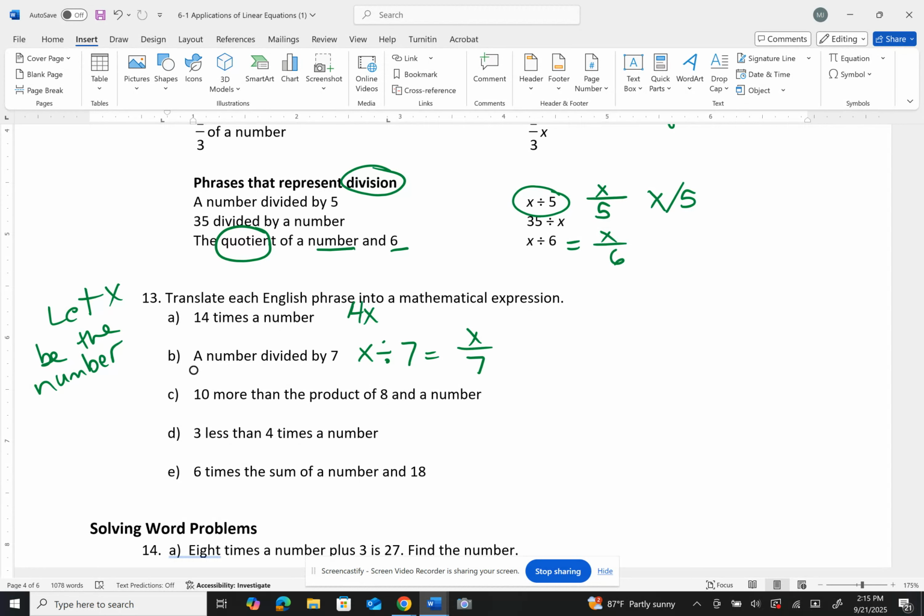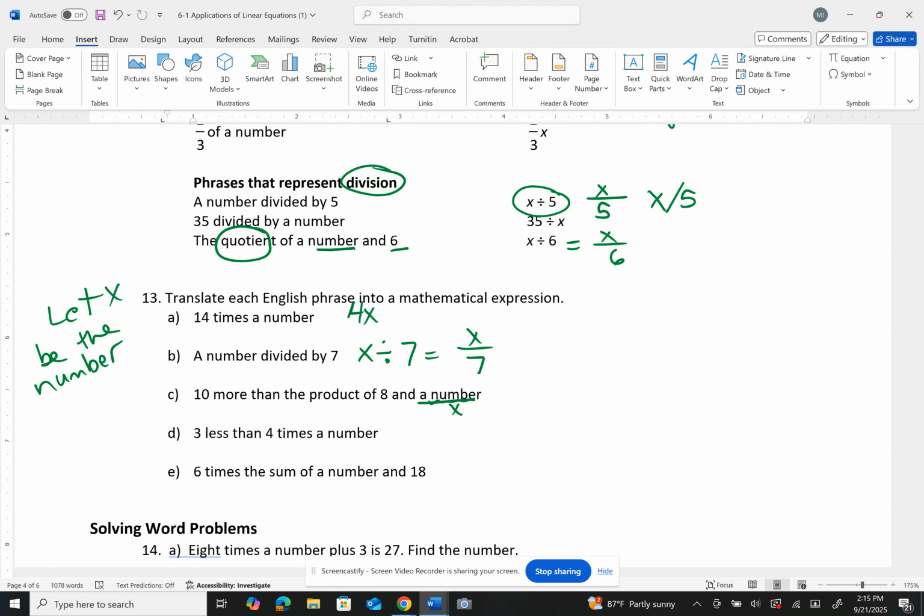Right now, on the next one, there's more than one thing going on. I need 10 more than the product of 8 and a number. So once you do a quick read of it, what you want to do is look for where the variable is referred to, and think about that being an x. Then you back up until you hit an operation word. Don't stop at and. Don't stop at of. Those aren't operation words really in this case.